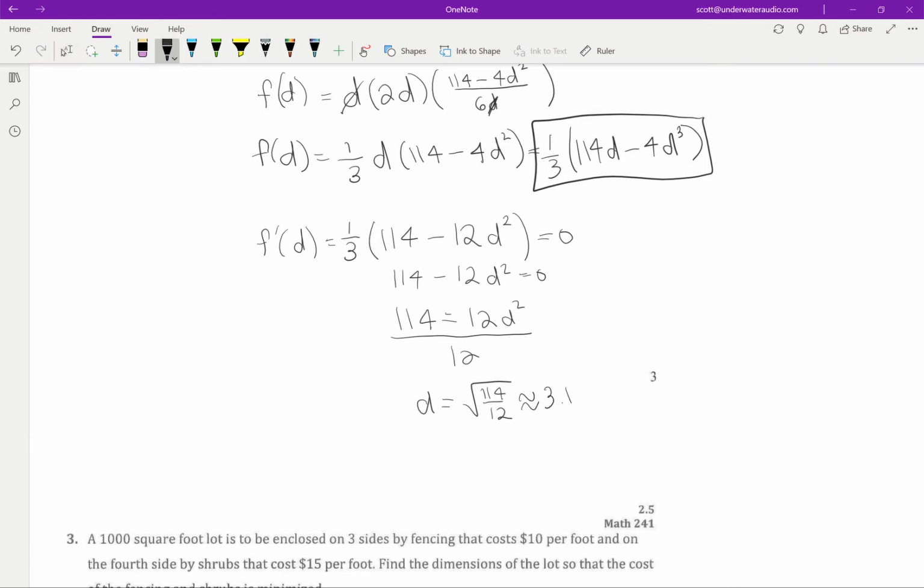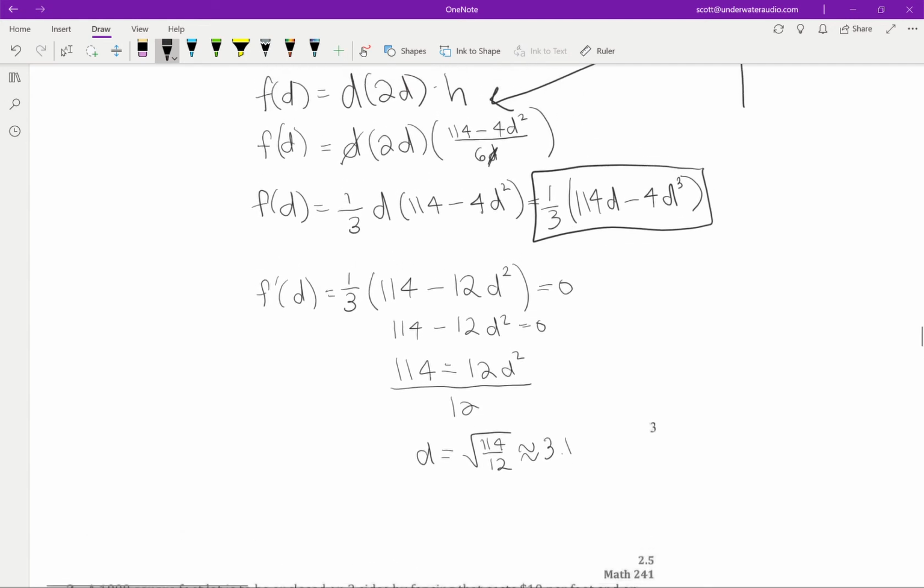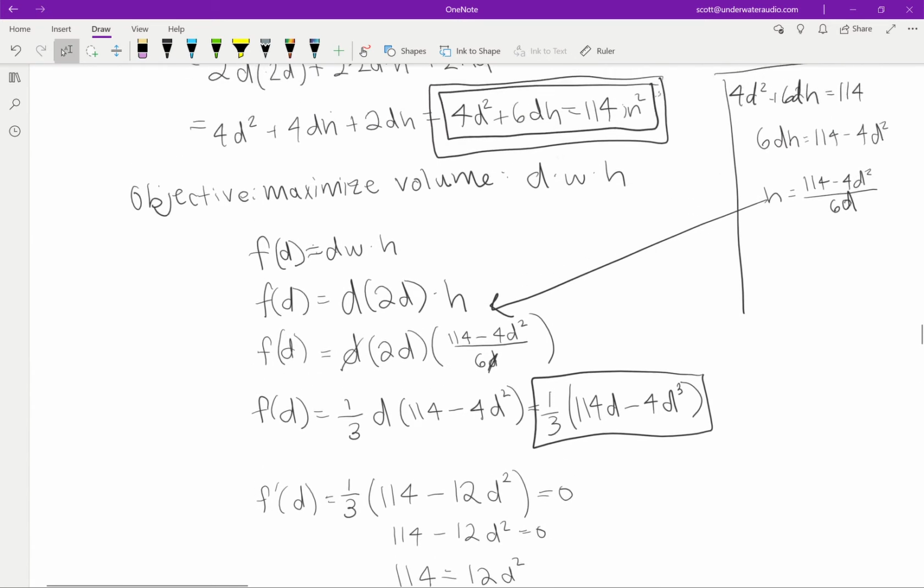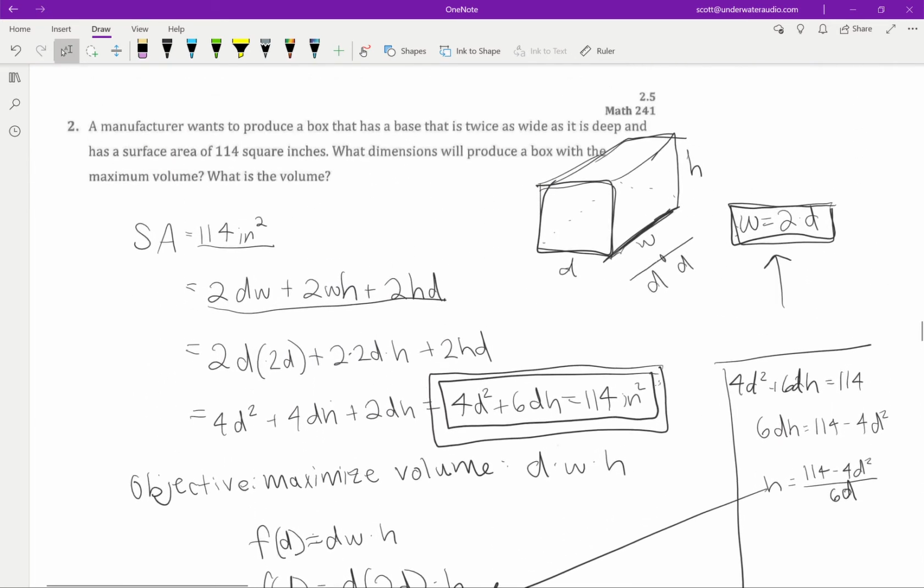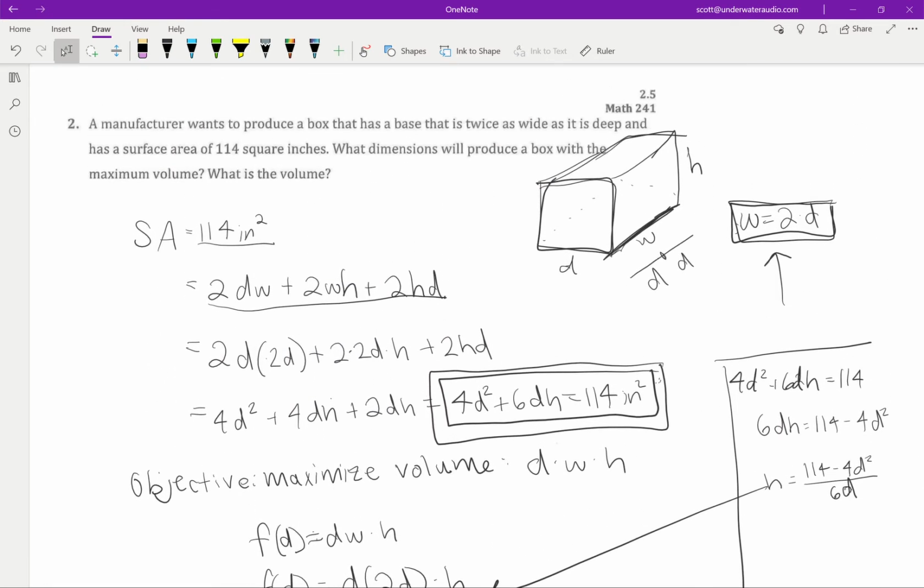Cool. Okay, so I believe this is the number that maximizes the volume. The only trouble is that I only found D, and I need to find W and H to do that. And then another thing I need to do is it's always a good idea to double check that this is really a maximum.